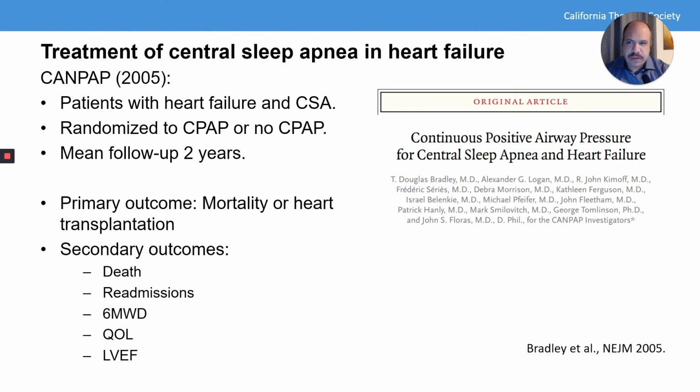So when we're talking about the treatment of central sleep apnea in heart failure, one of the first treatment options that people look at is CPAP, and that's based on some studies that came out, the first of which was in 2005 by Doug Bradley and colleagues, where they had patients with heart failure and central sleep apnea randomized to CPAP or no CPAP with a mean follow-up of 2 years and a primary outcome of transplant-free survival and a variety of secondary outcomes, as you can see there. This is the CANPAP trial.